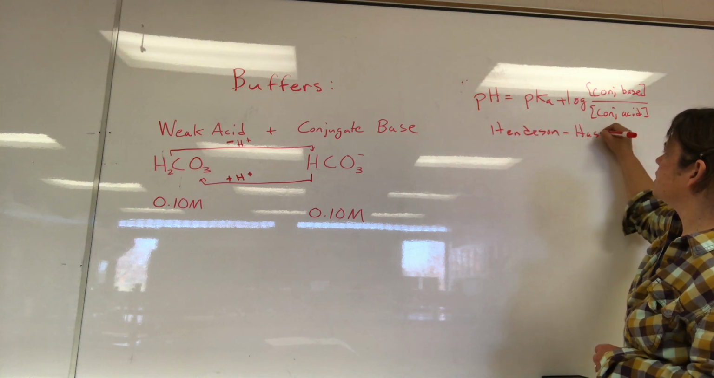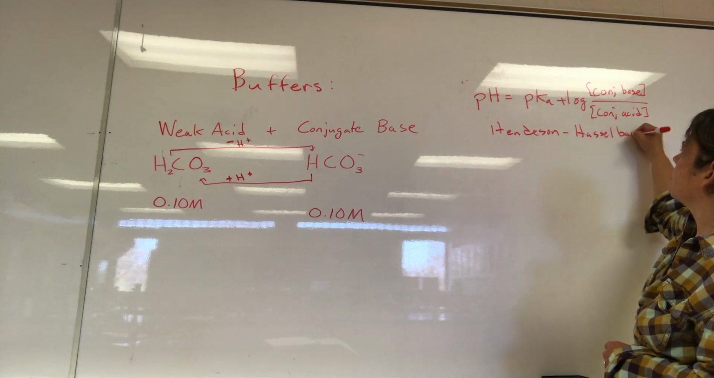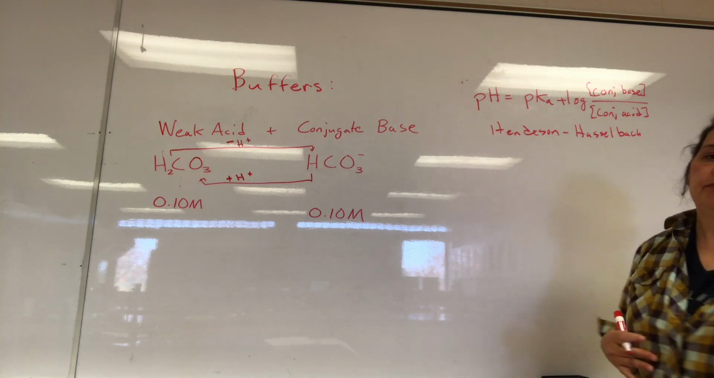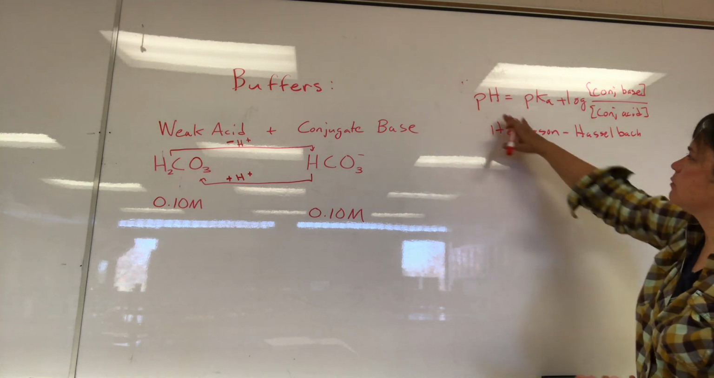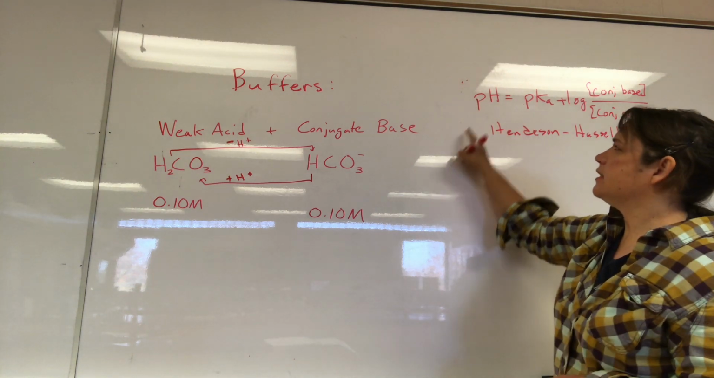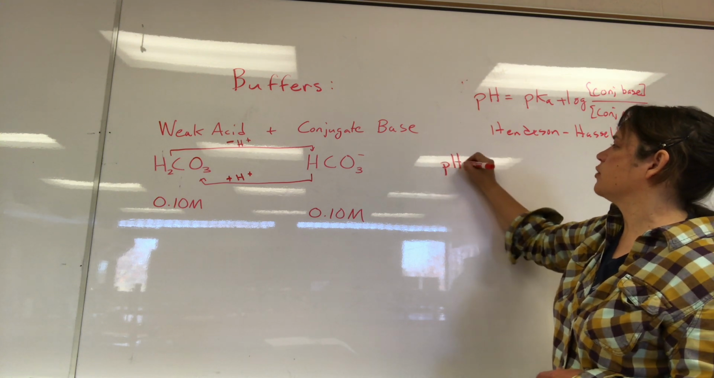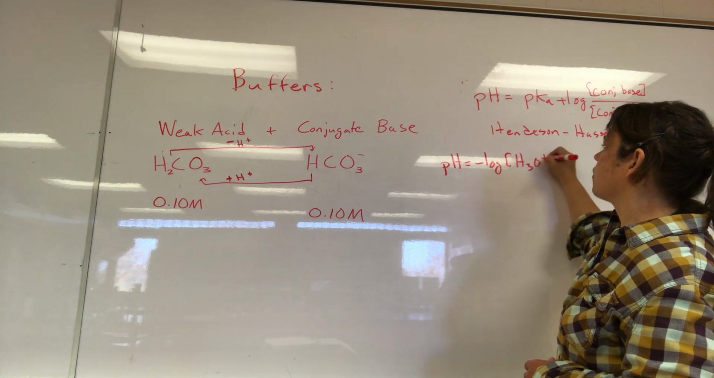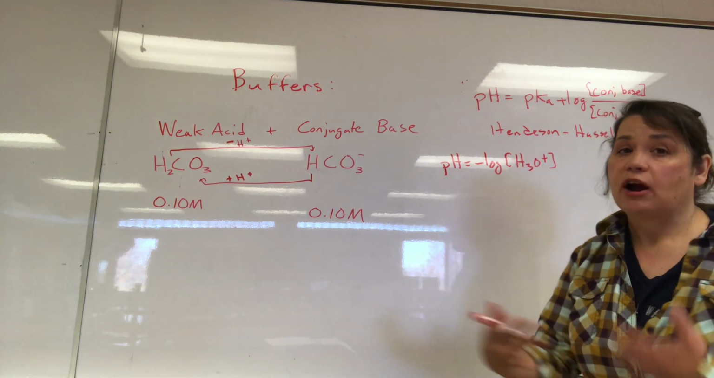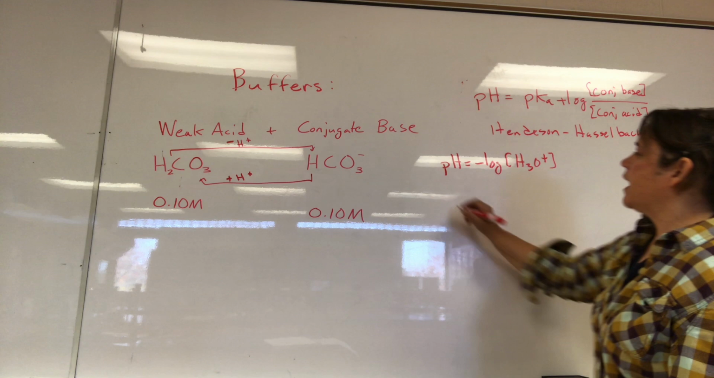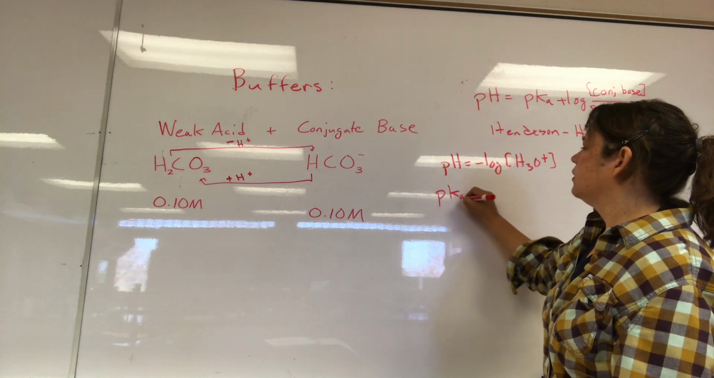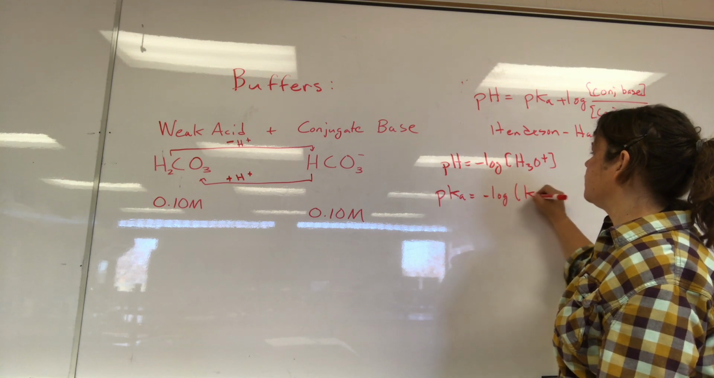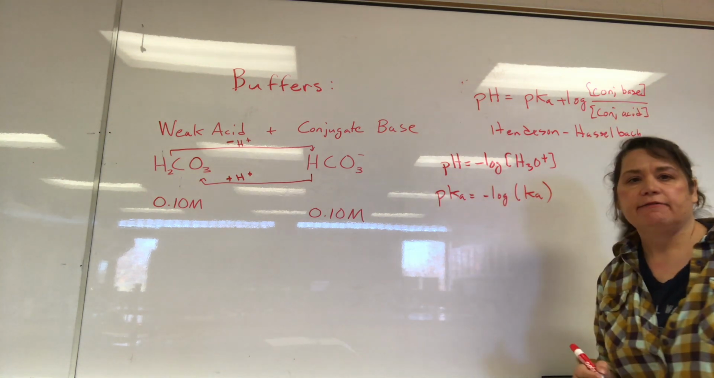And all it is, it's the logarithmic form of the Ka expression. So you can see where the logarithm comes from. We know that the pH is the negative log of the hydronium concentration, and that's commonly used to describe how acidic a solution is or how basic a solution is. The pKa then is going to be the negative log of the weak acid equilibrium's Ka value.